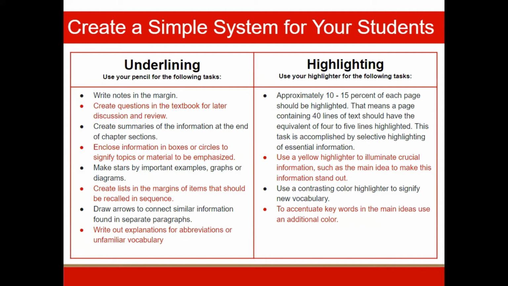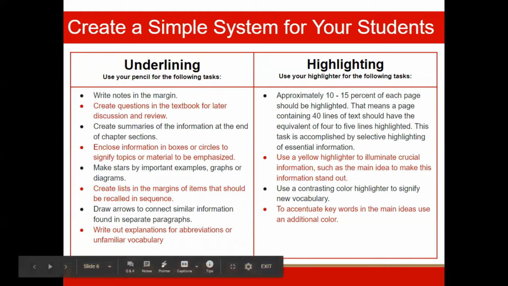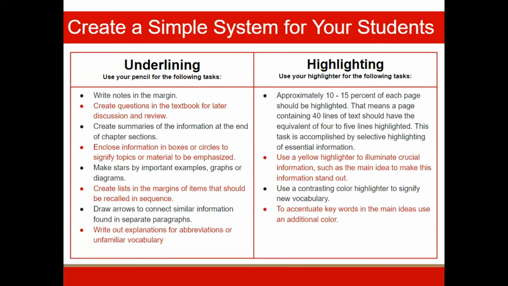You could also draw arrows to connect similar information found in separate paragraphs and write out explanations for abbreviations or unfamiliar vocabulary. And when highlighting, students should highlight approximately 10 to 15% of each page. This means that a page containing about 40 lines of text should have an equivalent of about 4 to 5 lines highlighted. This task is accomplished by selective highlighting of essential information.